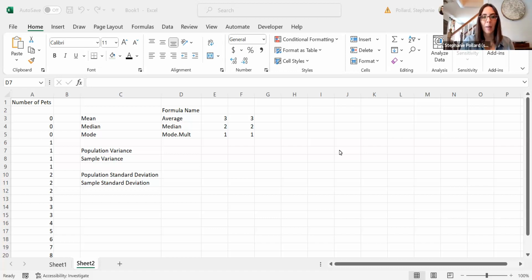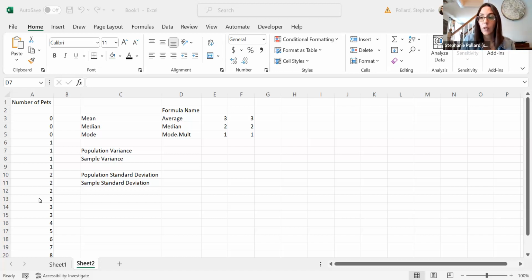So I've already set it up, and we have our data set from a previous video on number of pets. It is sorted here, although it doesn't have to be sorted. So don't worry if your data is not sorted. It doesn't matter for variance and standard deviation.